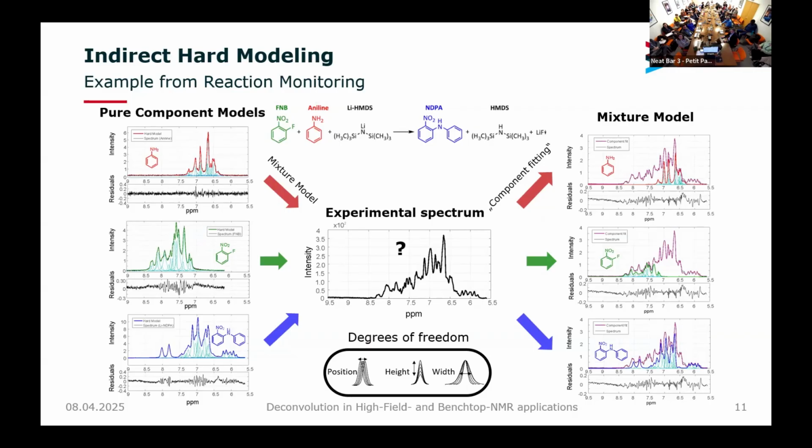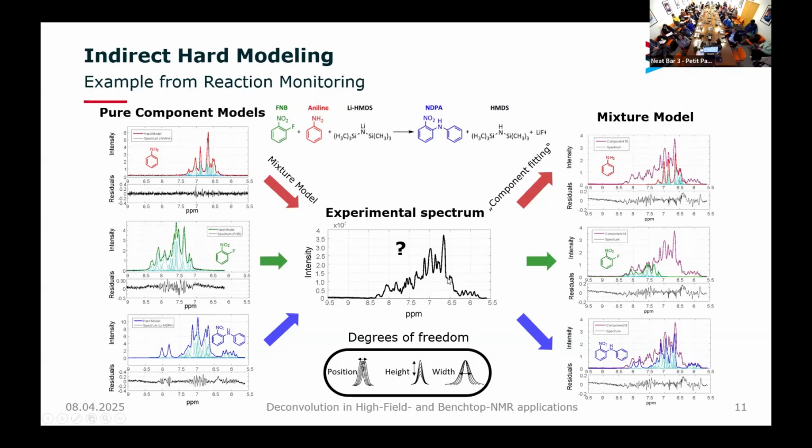So we know what we have in this mixture. Luckily, we know it because we know what the reaction is. So we can do the individual spectrum, in this case of this fluoronitrobenzene, of the aniline, and of this product here, and we fit this with these Lorentzian and Gaussian functions and create some pure component models that we combine to a mixture model. And this mixture model is then fitted in a global optimization problem to the experimental spectrum.